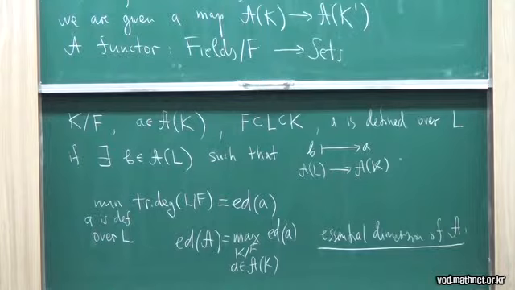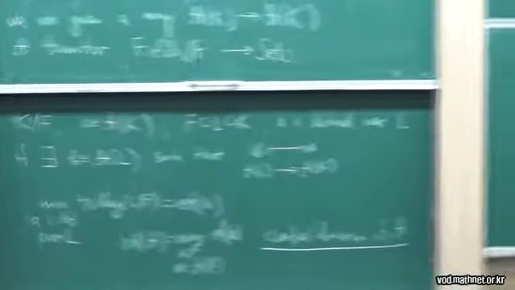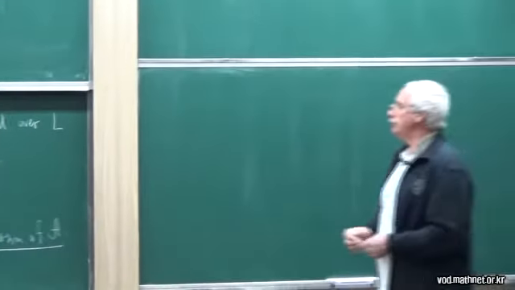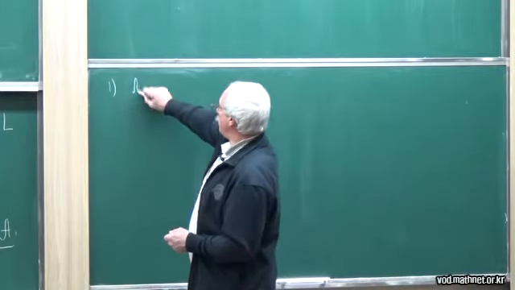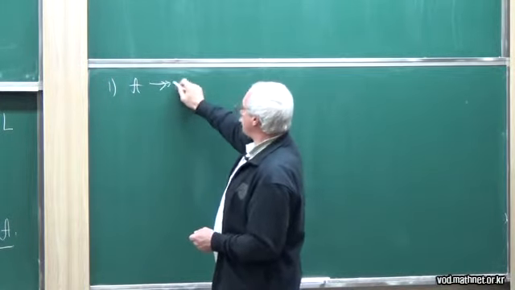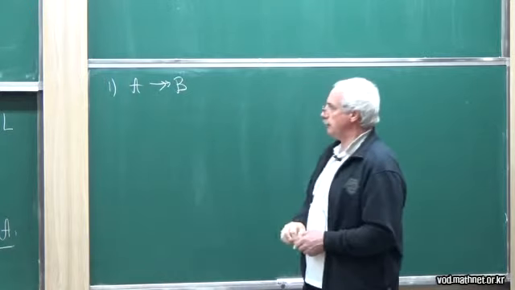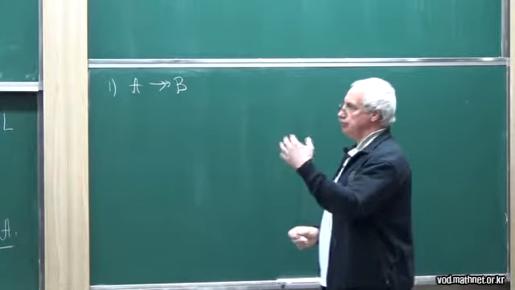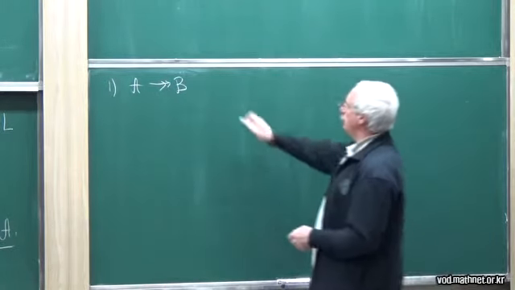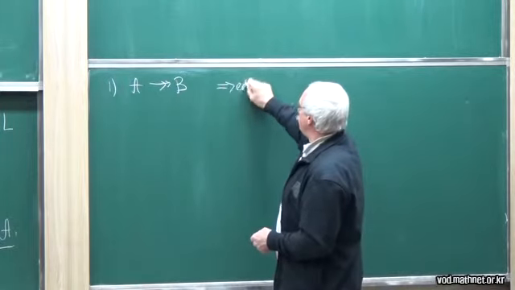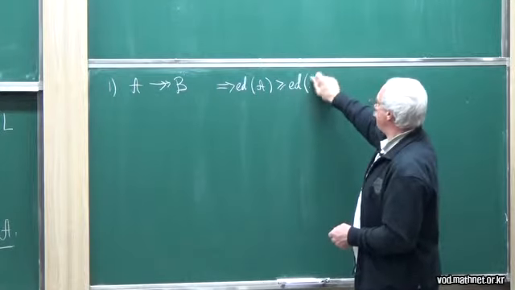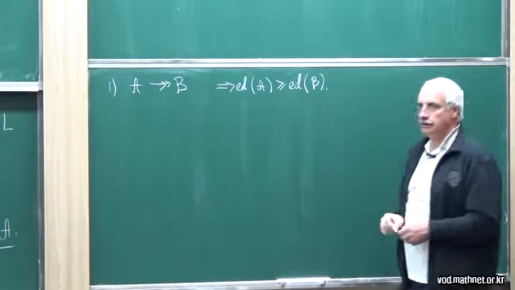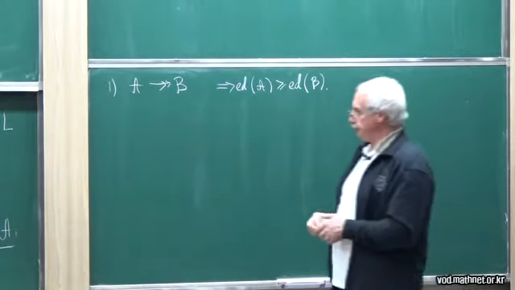Okay, this is the definition, and there are simple properties. The first property is, as I said, that when A surjects onto B, which means that for every field K, A of K surjects onto B of K, then the essential dimension of A is at least the essential dimension of B. That immediately follows from the definition.